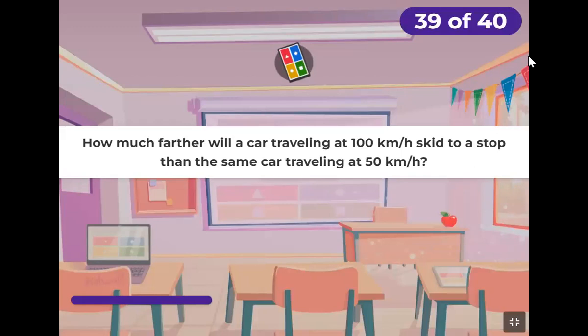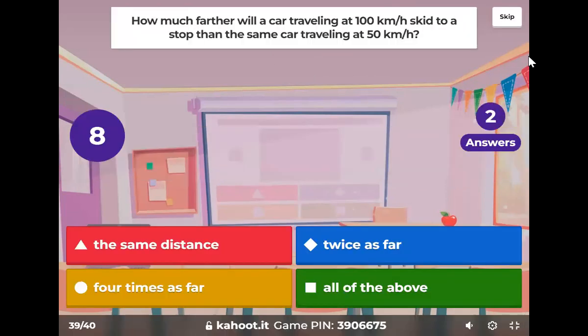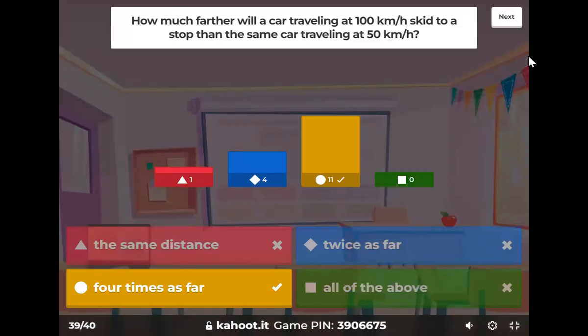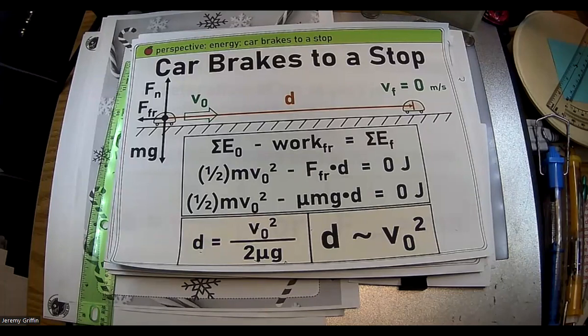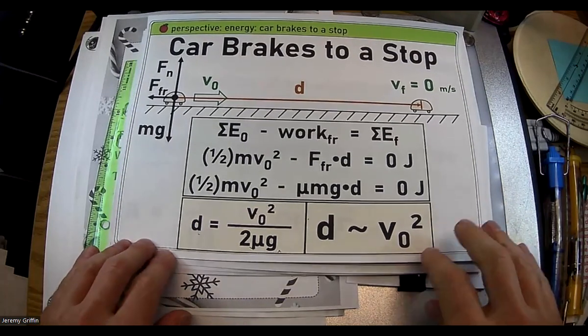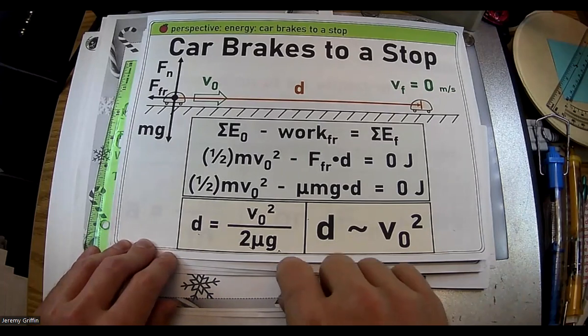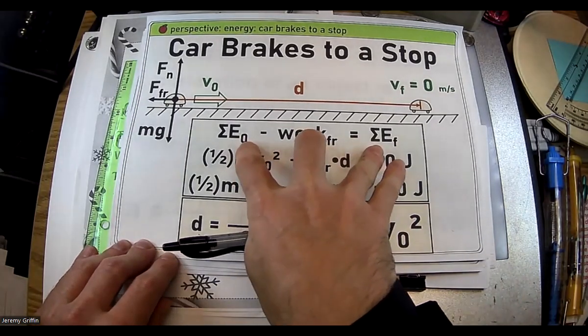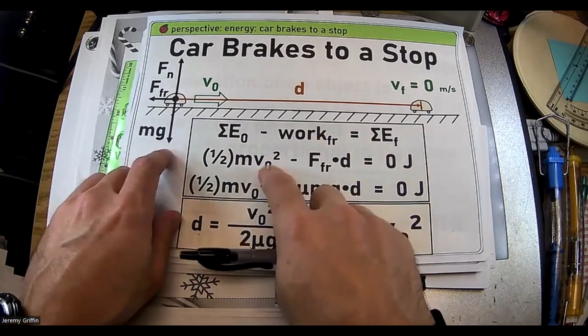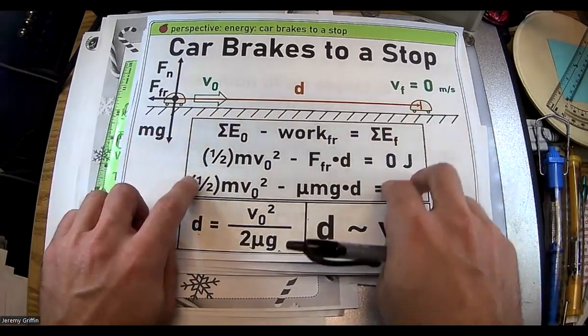How much further will a car traveling 100 kilometers an hour skid to a stop compared to one going at 50 kilometers an hour? If you double the speed of the car, brake distance. Yeah, 4 times the braking distance. Let's look at the easiest, most straightforward way to solve that question, which is with conservation of energy. Well, actually with an open system, right? You guys see kinetic energy minus work done by friction, go to a stop, right?